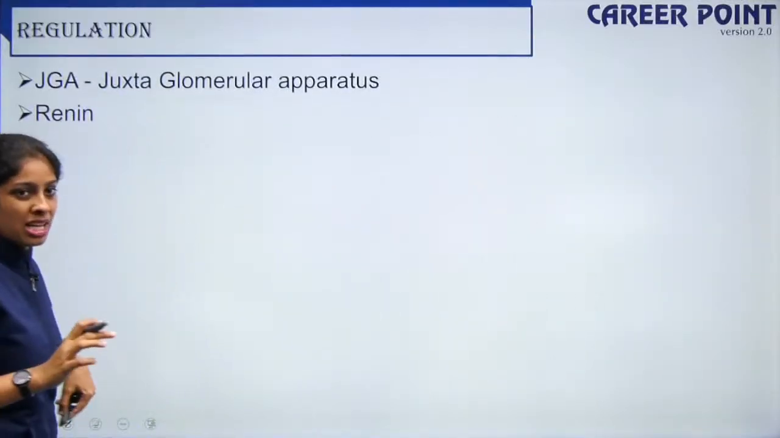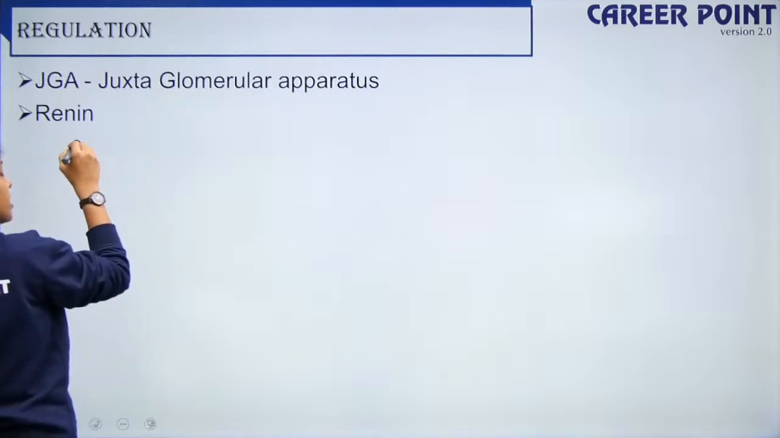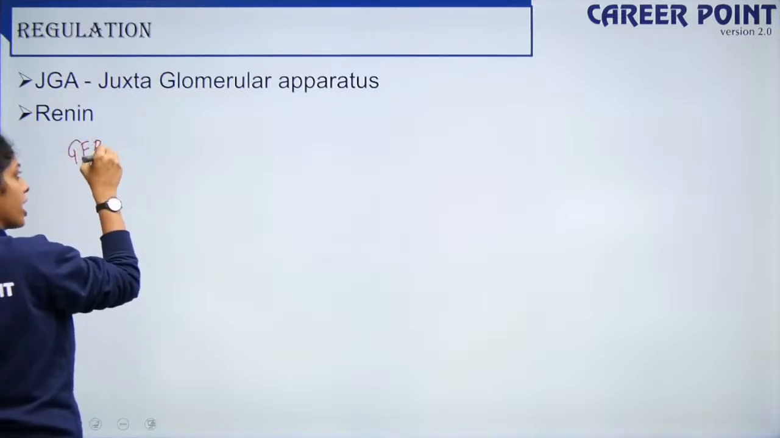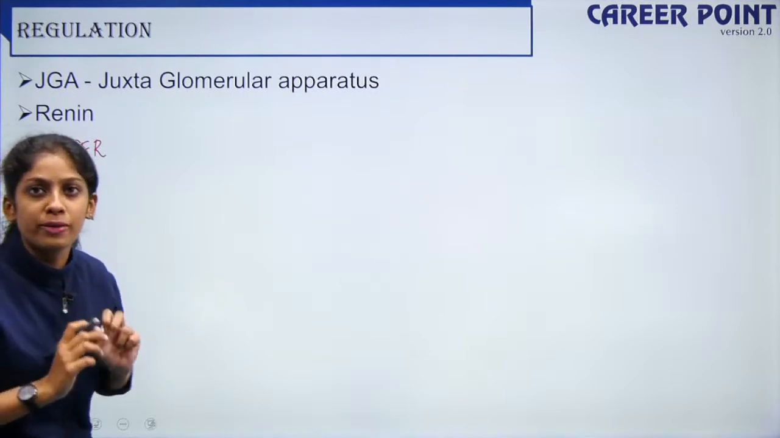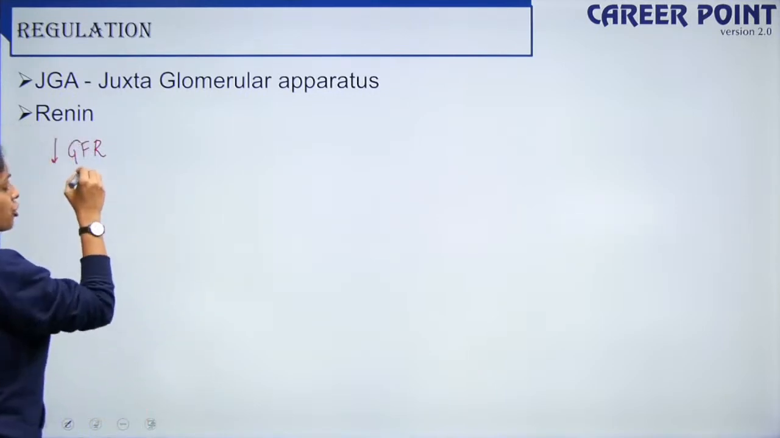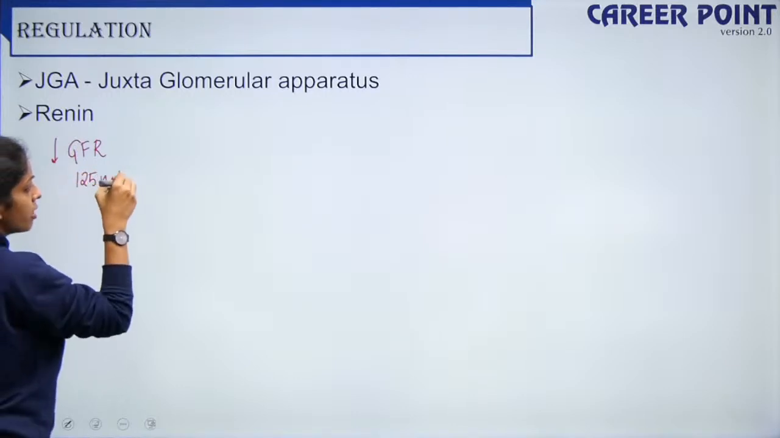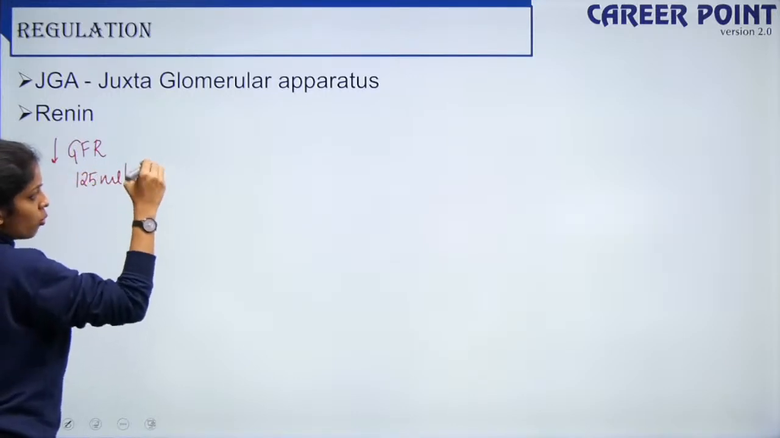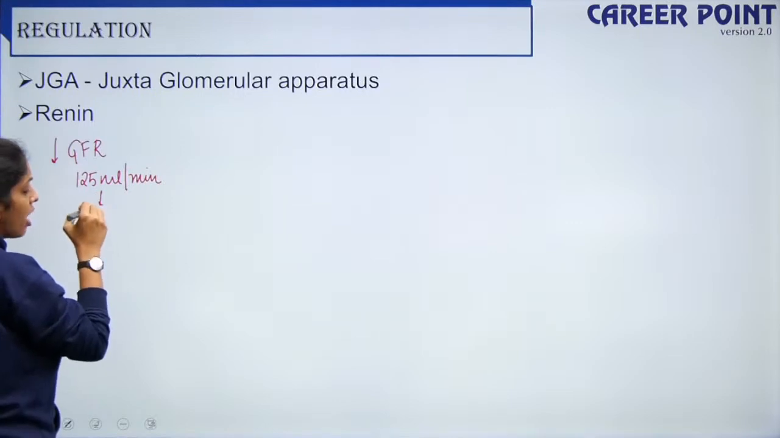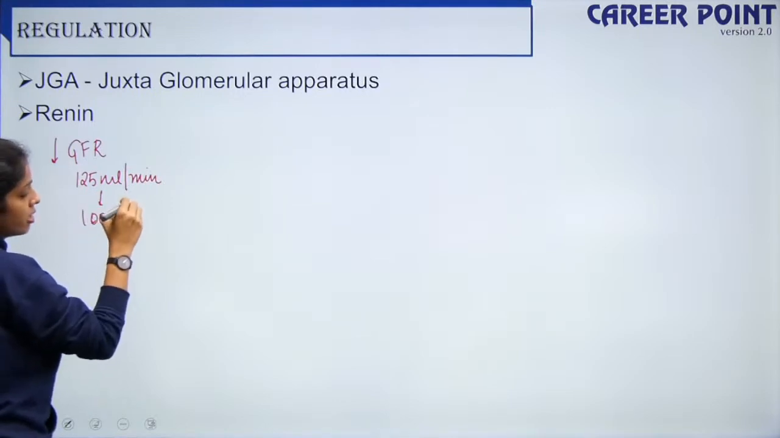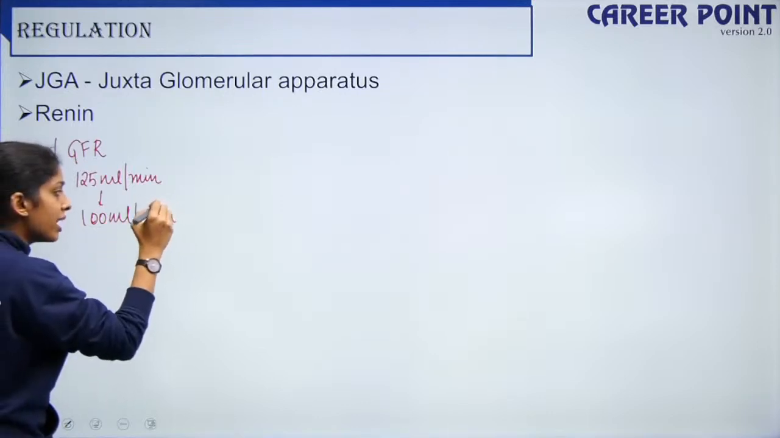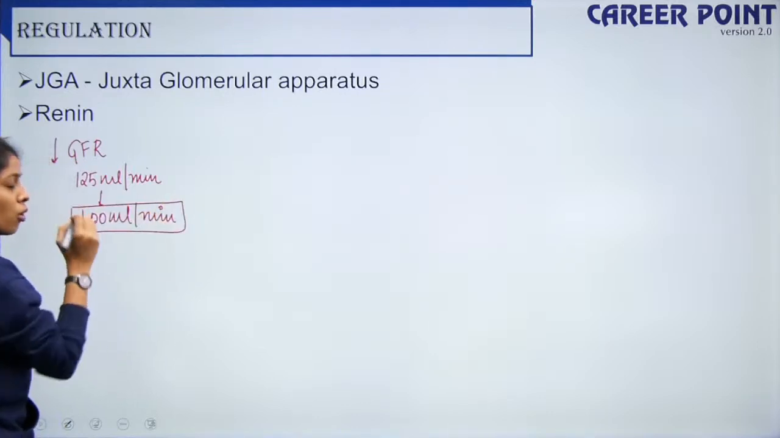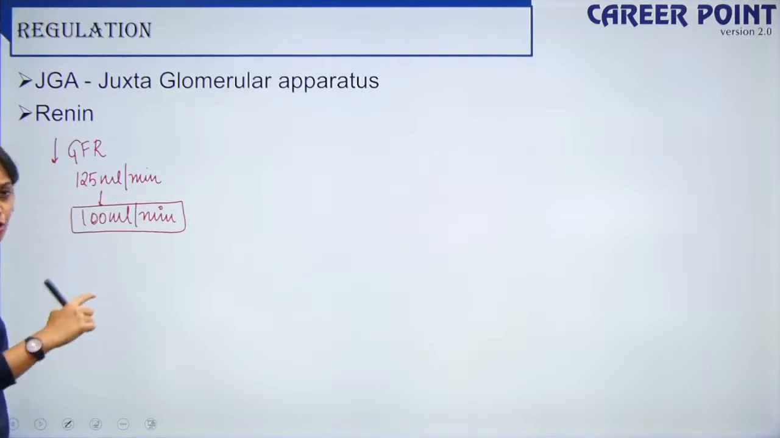Suppose this GFR, that is the glomerular filtration rate, falls below the normal value. Ideally you should have 125 ml per minute. So what if the person has only 100 ml per minute? The rate is less, right? So then who regulates it? Who repairs it? Who brings it back to normal?